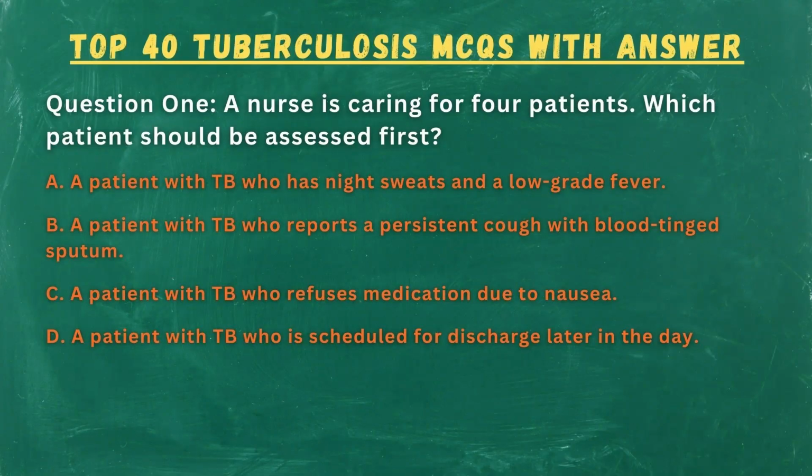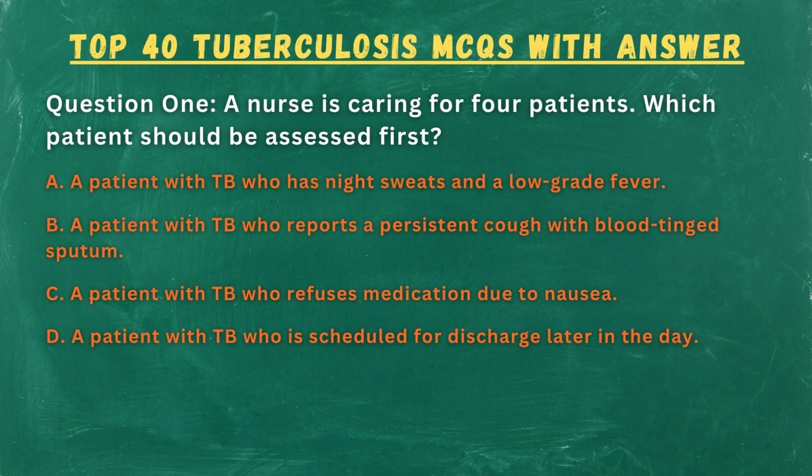Question 1. A nurse is caring for 4 patients. Which patient should be assessed first? A. A patient with TB who has night sweats and a low-grade fever. B. A patient with TB who reports a persistent cough with blood-tinged sputum.